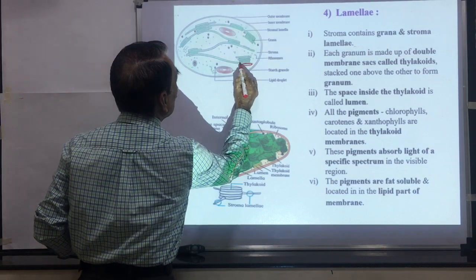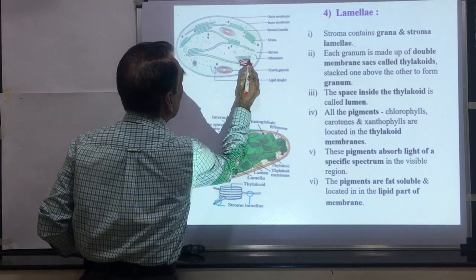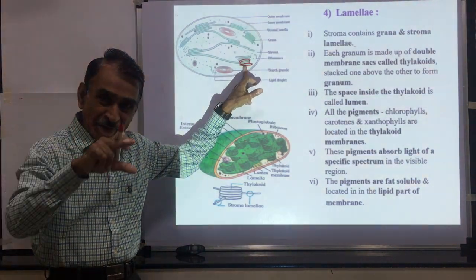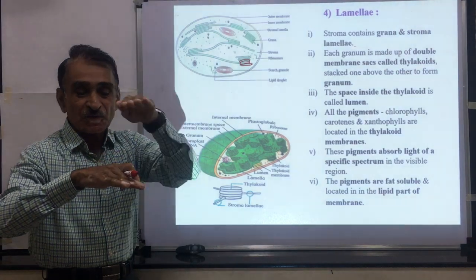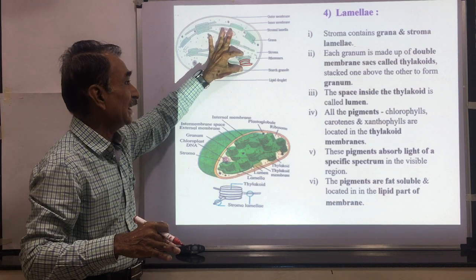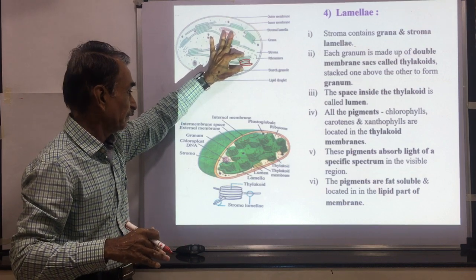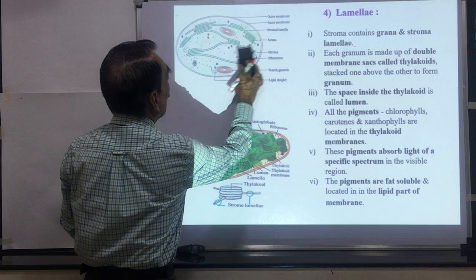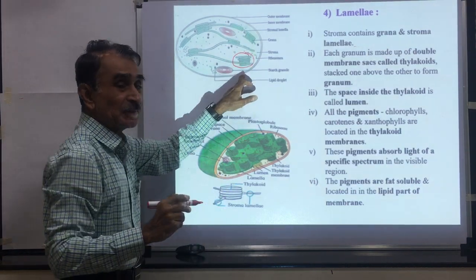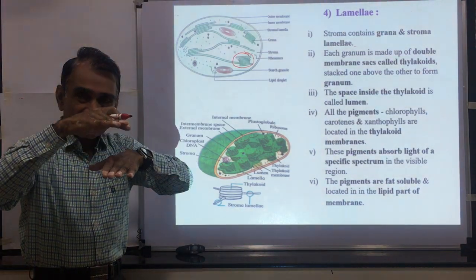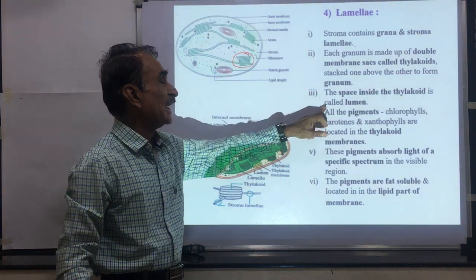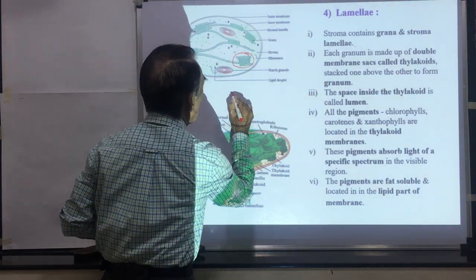These thylakoids are double membrane sacs placed one above the other like a pile of coins, and the structure formed is called a granum. This granum contains double membrane sacs placed one above the other like a pile of coins. Now, the space inside the thylakoid, suppose this is a thylakoid.